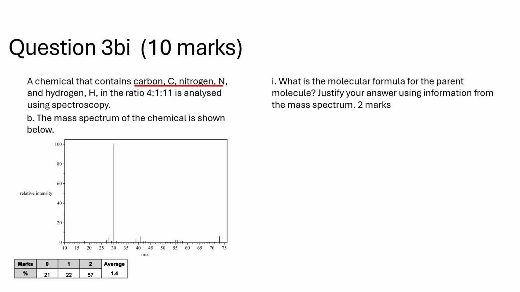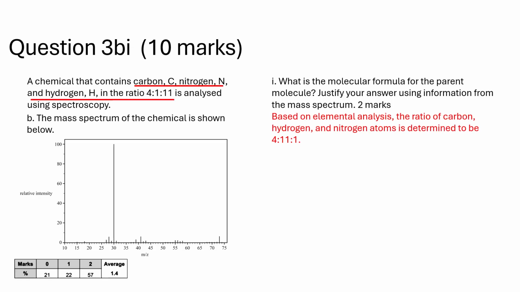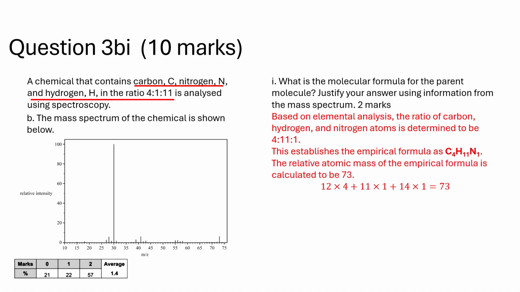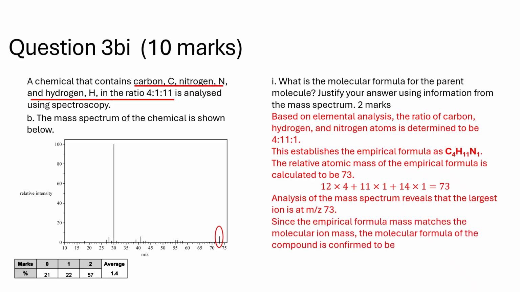Based on elemental analysis, the ratio of carbon, hydrogen, and nitrogen atoms is determined to be 4:11:1. This establishes the empirical formula as C4H11N1. The relative formula mass of the empirical formula is calculated to be 73. Analysis of the mass spectrum reveals that the largest ion is at m/z 73. Since the empirical formula mass matches the molecular ion mass, the molecular formula of the compound is confirmed to be C4H11N.